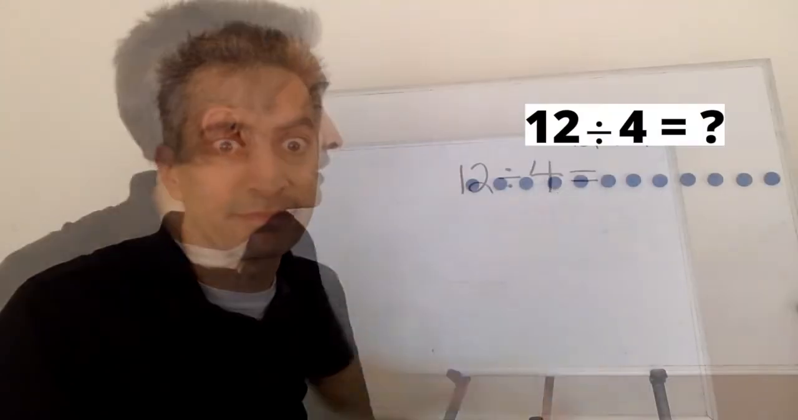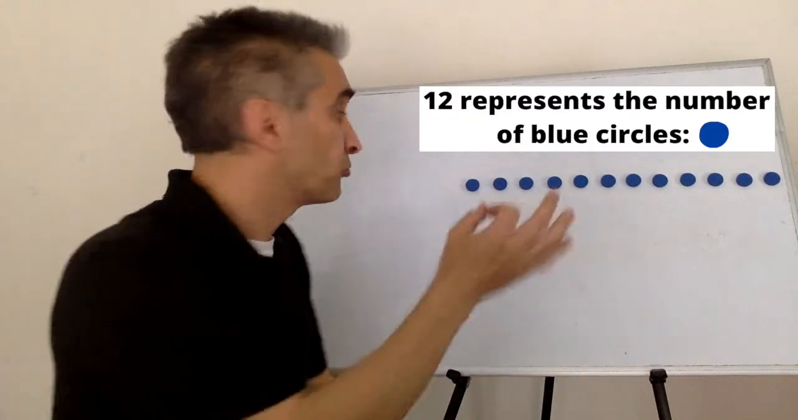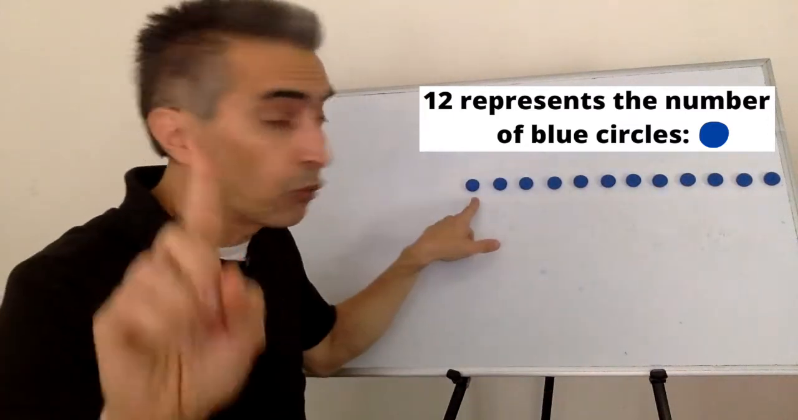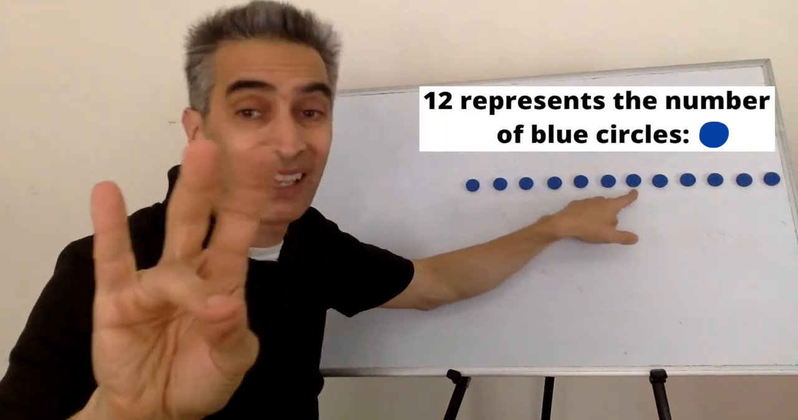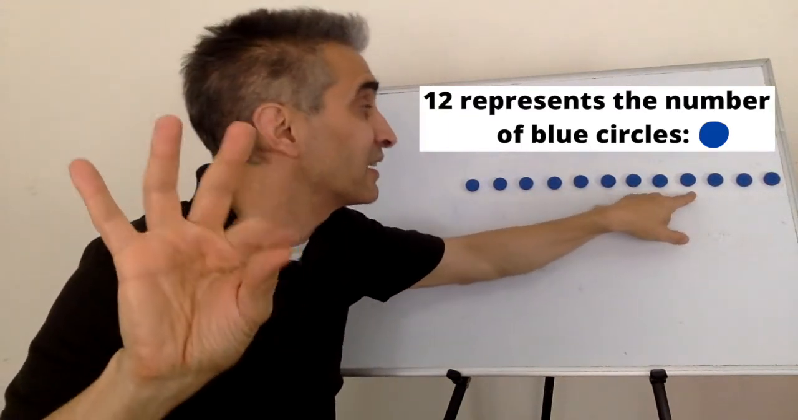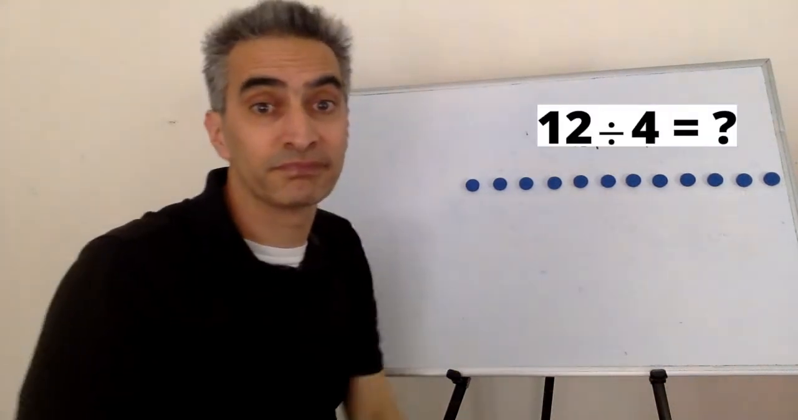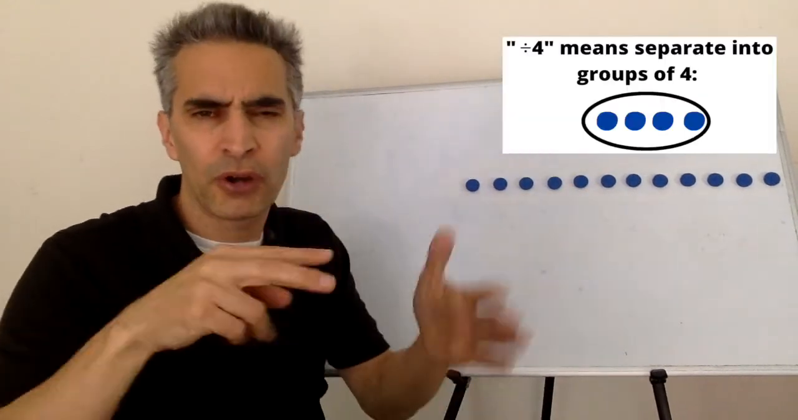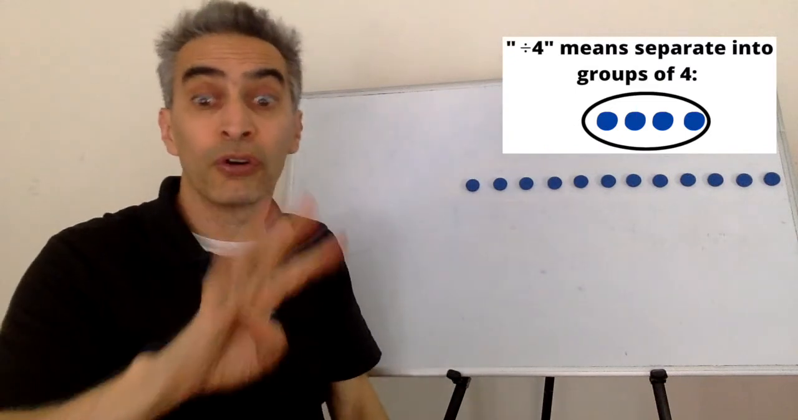I'll show you. This 12 represents each of the blue circles. 1, 2, 3, 4, 5, 6, 7, 8, 9, 10, 11, 12. This divided by 4 means separate 12 into groups of 4.